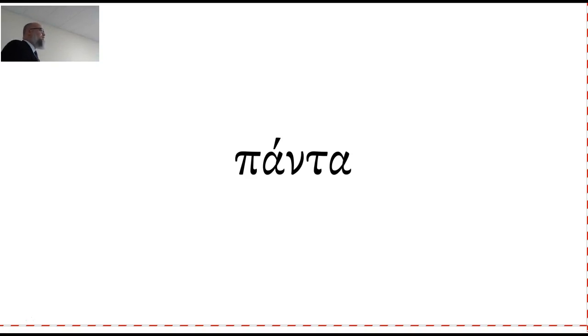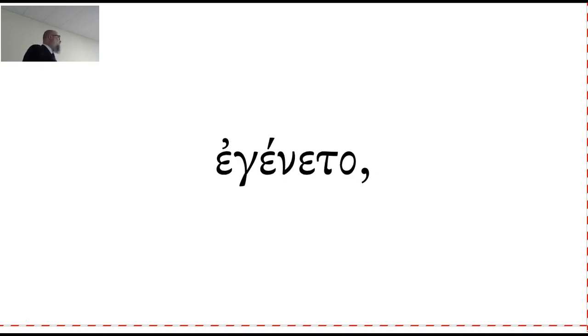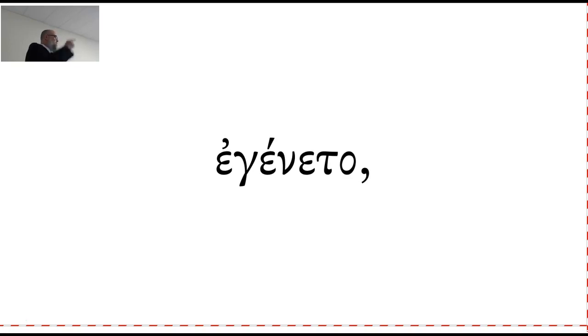How do you spell it? It starts with an alpha. So is it autou or autos? Because dia plus the genitive means through, and dia plus the accusative is on account of. Panta di' autou egeneto. What does egeneto mean? Came into being. So it's a difference between eternal existence and coming into being. The logos ēn; panta egeneto.